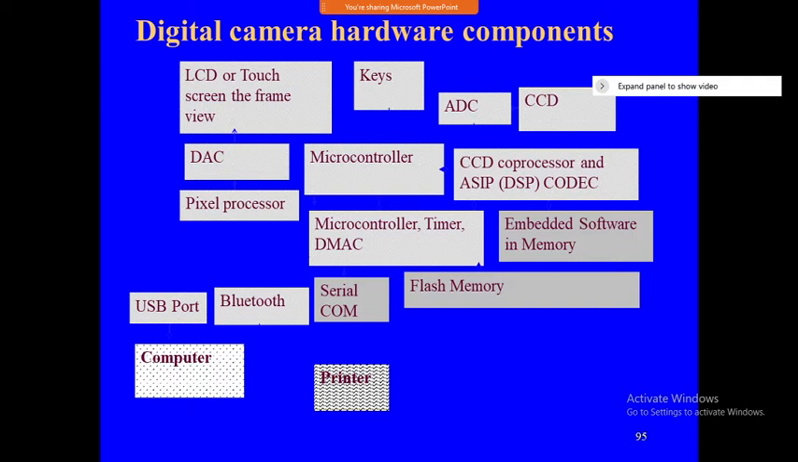The first important component is the microcontroller, or application-specific instruction processor. Multiple processors are important, like the DSP. The digital signal processor is necessary, and so is the pixel processor. Some other processors are necessary for processing images and videos.